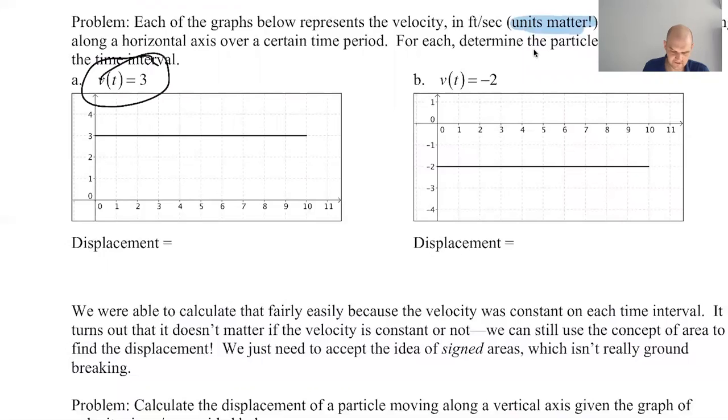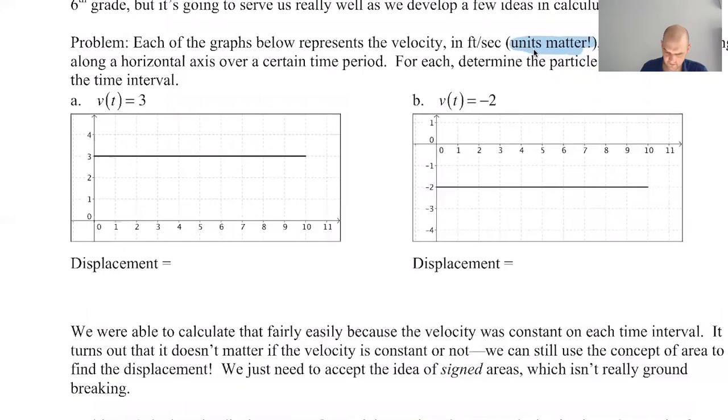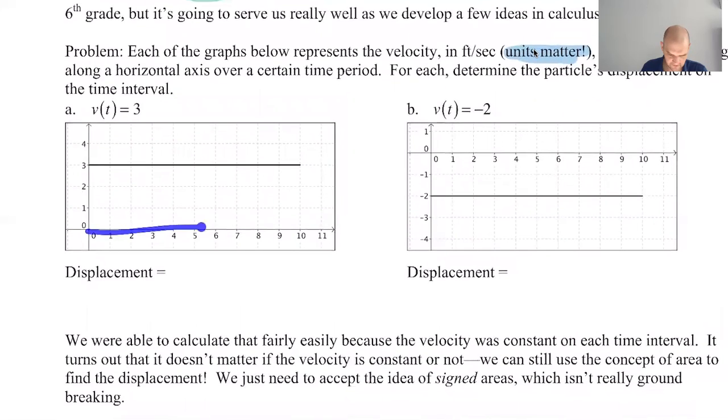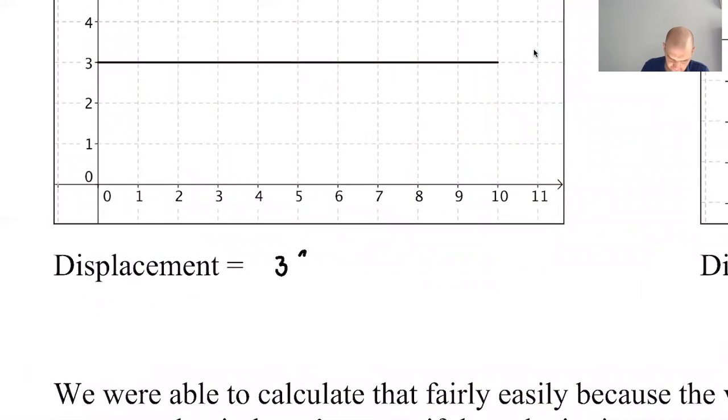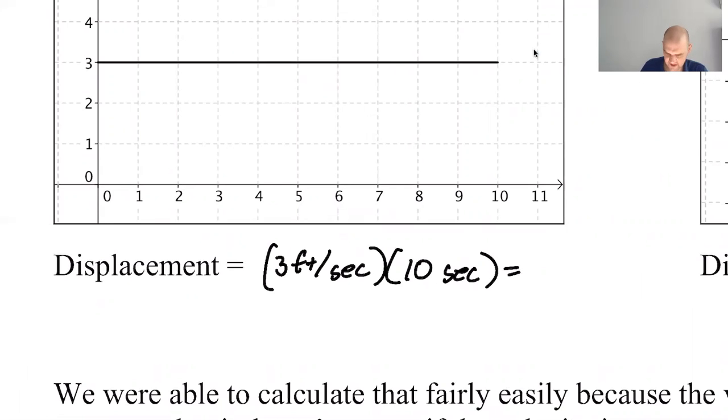So our velocity is 3 feet per second, and we're going to go for 10 seconds. So we want to know what our displacement is. Well, 3 feet per second times 10 seconds. So let's actually write that. We have 3 feet per second, and then we're going to multiply that by 10 seconds. It's obviously going to give us 3 times 10 is 30 feet.